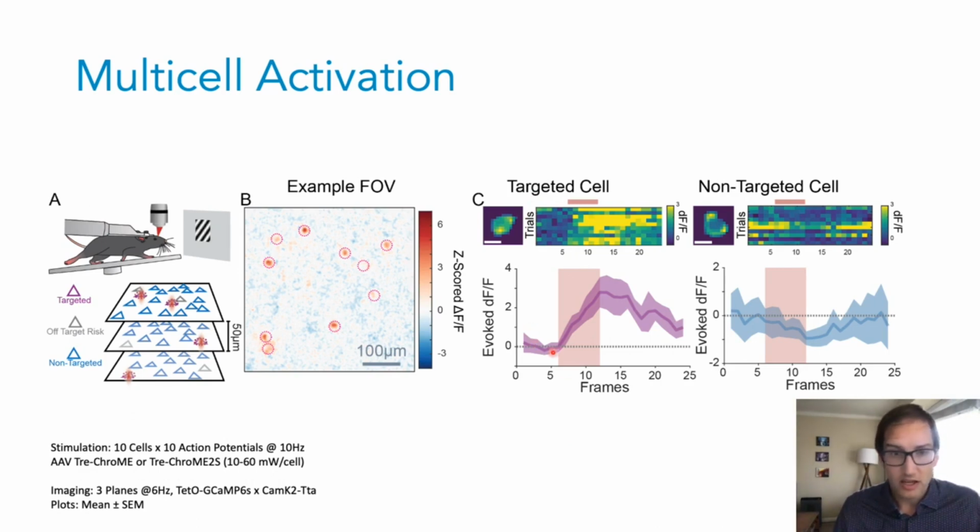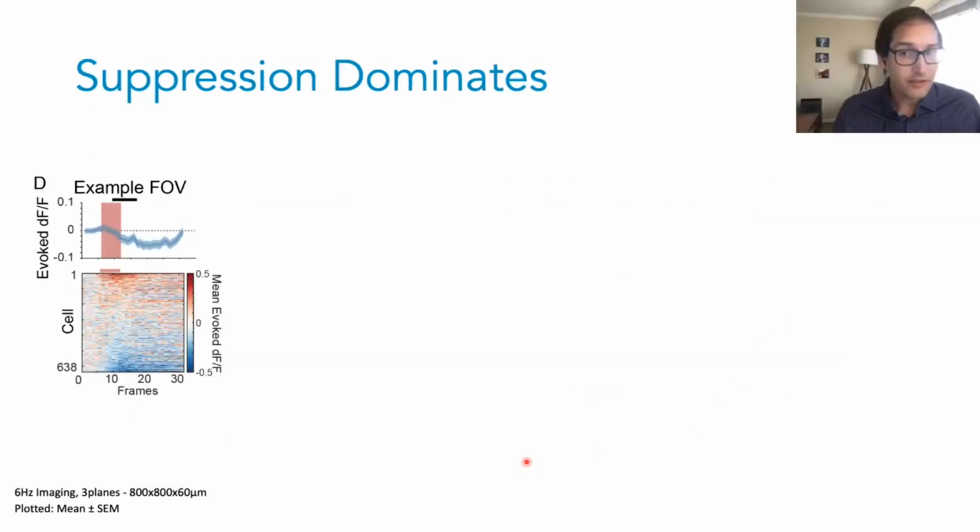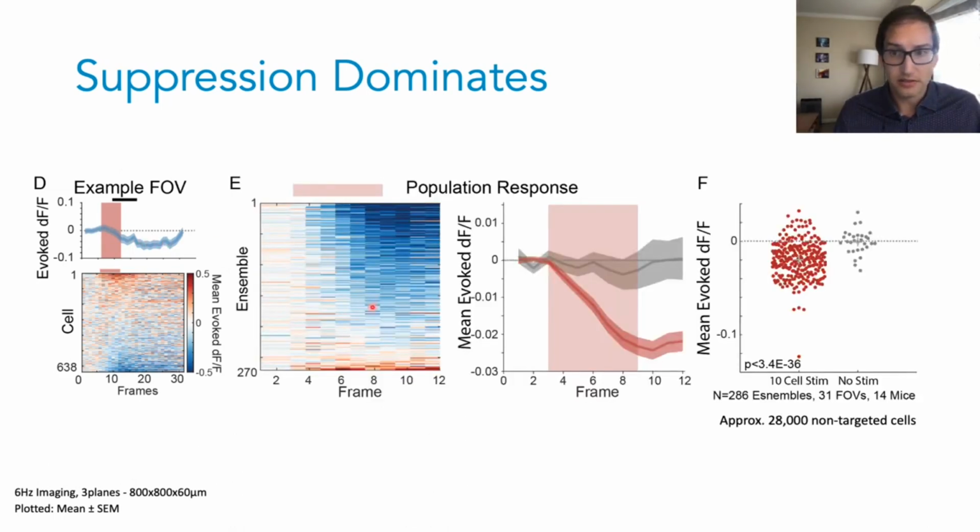So you can see here a targeted cell is reliably recruited across many trials. However, a non-targeted cell sees its activity drop below baseline. While in a given field of view not all cells are suppressed, here are some that are activated and some that are suppressed, the majority are suppressed, and at the population level we see a decrease in activity that lasts for several seconds. Across hundreds of trials in many different mice and different fields of view, we see the vast majority of these ensembles evoke net suppression that follows a characteristic time course.